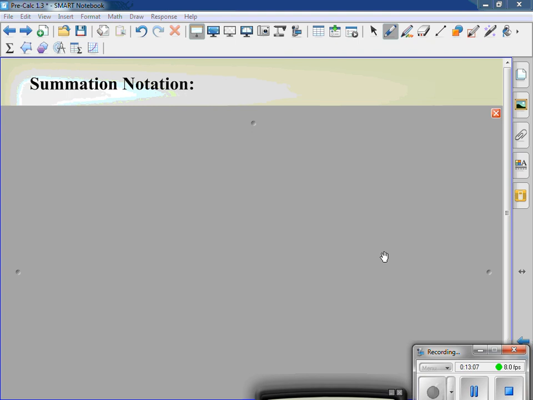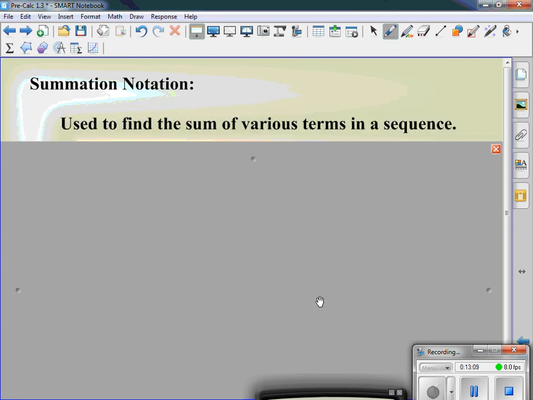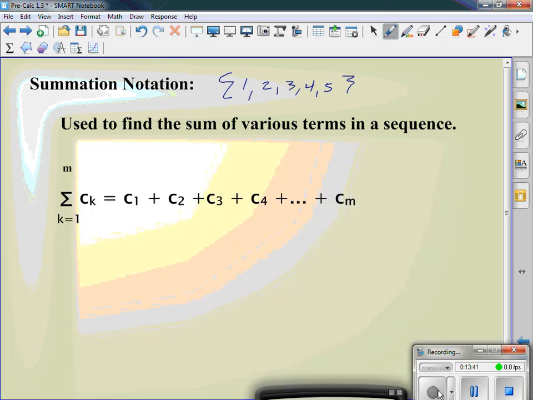Summation notation. What summation notation is, it is used to find the sum of various terms in a sequence. In other words, if my sequence was 1, 2, 3, 4, 5, summation notation will tell me the sum of those numbers. So it's adding up 1, 2, 3, 4, and 5.